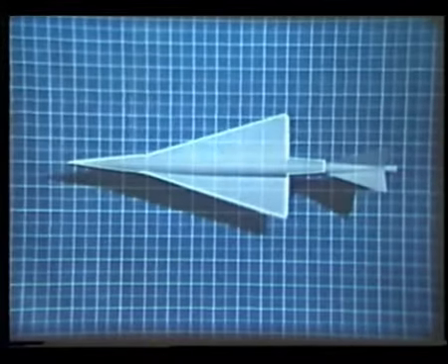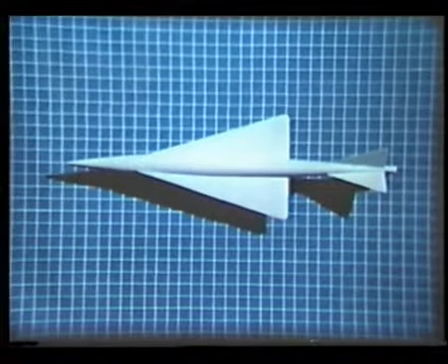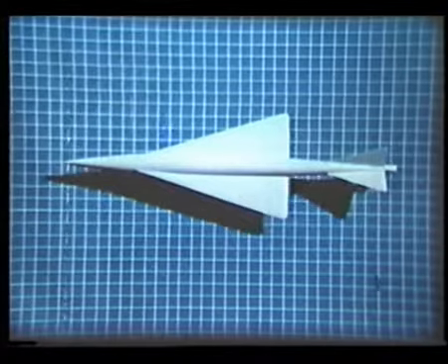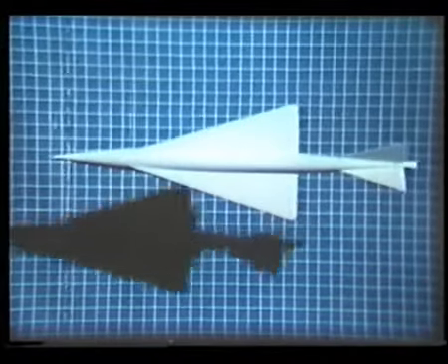But drag can be reduced still further above Mach 2 by increasing sweep still more, provided the low speed problems can somehow be overcome. Here's one possible solution for the future. Vertical takeoff. Shapes like these may well be the supersonic airliners of the future.